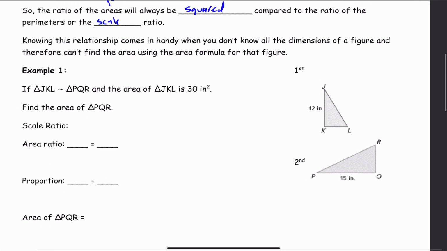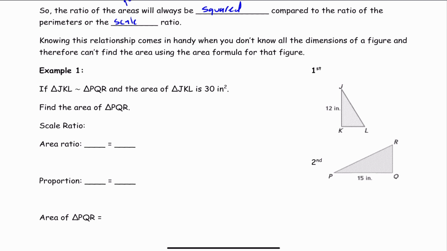So let's take a look at example 1. Now suppose that triangle JKL is similar to triangle PQR. And the area of triangle JKL, okay, so the area is 30 inches squared.